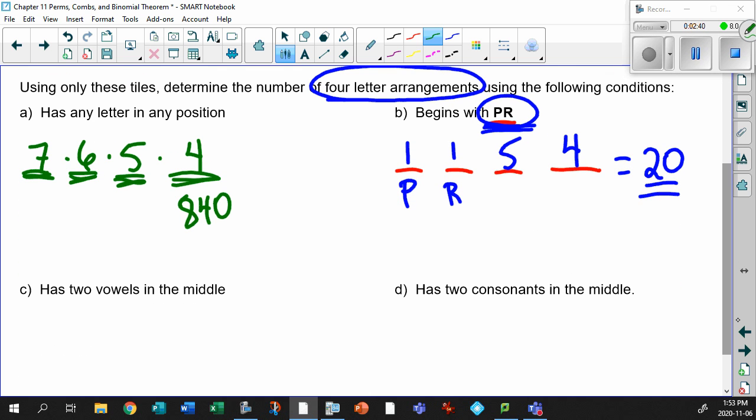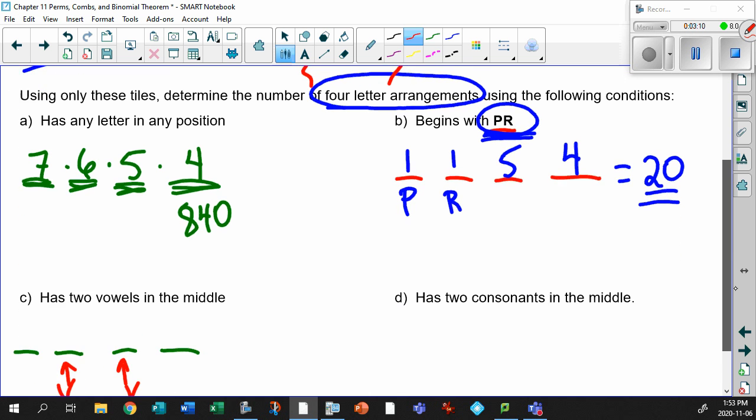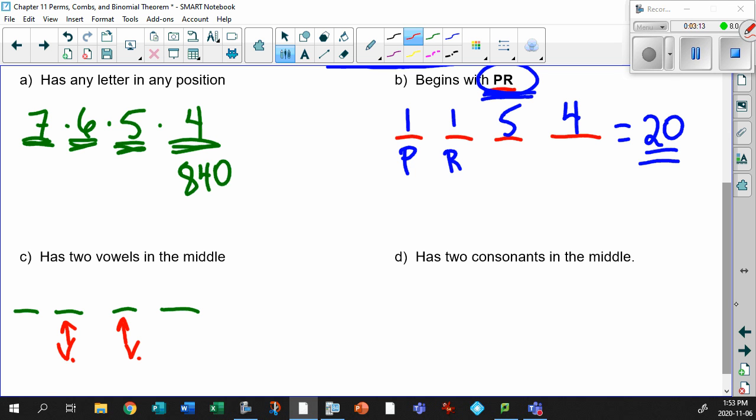Now, let's keep on going. You have to have 2 vowels in the middle. So deal with the restriction first. 1, 2, 3, 4. This has to be a vowel here, so I'll put a V there. This has to be a vowel here as well. Both of those have to be vowels. Go back to the word and figure out how many vowels you have. I only see an O and a U. You have 2 possible vowels here. Deal with those restrictions first. First choice, you have 2 choices. Pick the vowel, and you only have 1 choice left for the second position.